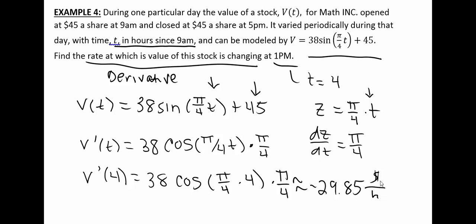So that means that my stock is falling, right? It's decreasing because my derivative is negative. And so at 1 p.m., the value of the stock is falling by $29.85 for each additional hour that I go on. So if I go from 1 o'clock to 2 o'clock, I expect the value to fall by $29.85.